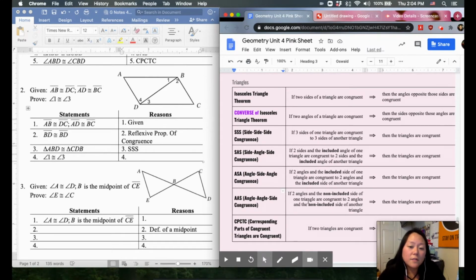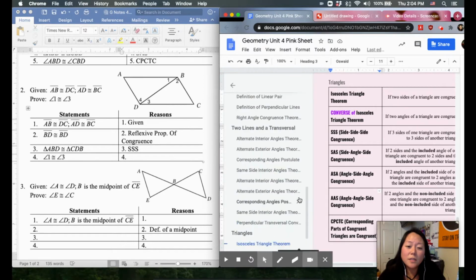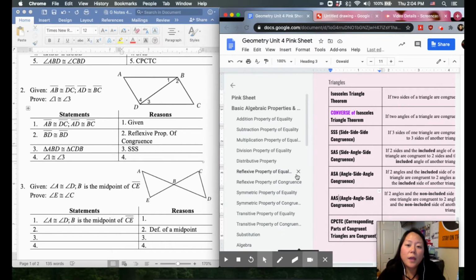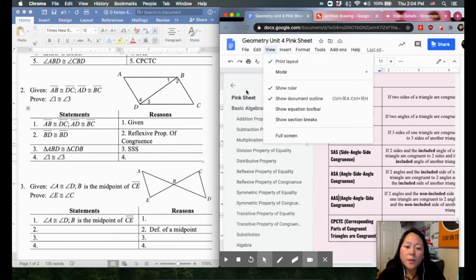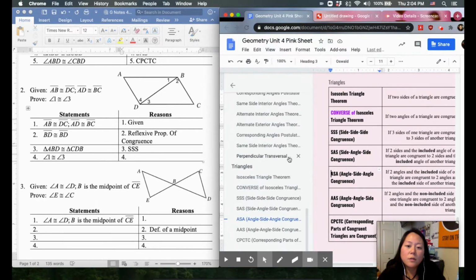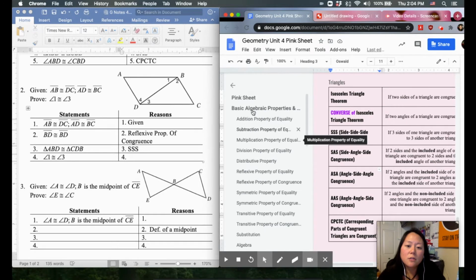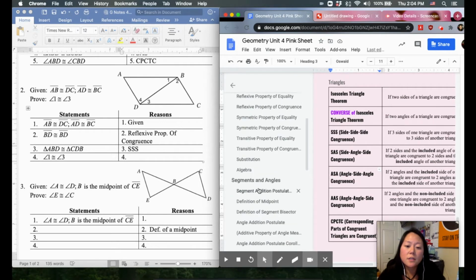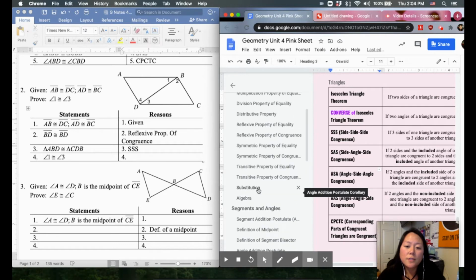Then it has all of these things for you. And to make it a little bit easier, hopefully for you, you can view the document outline, and that gives you the titles, the section and the title of each of these, so that you can just go straight to something if necessary.